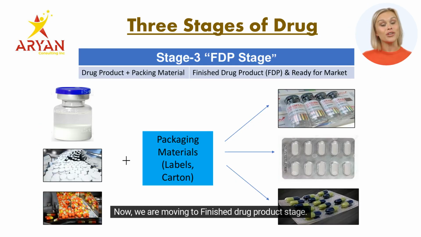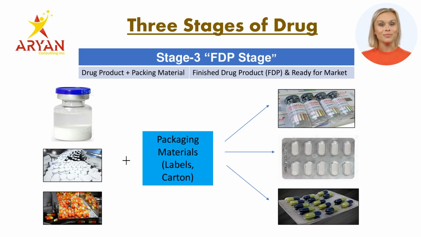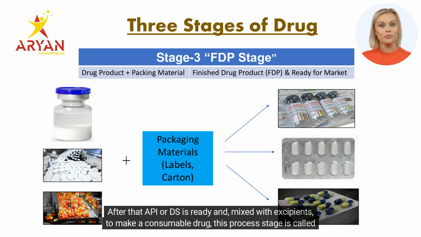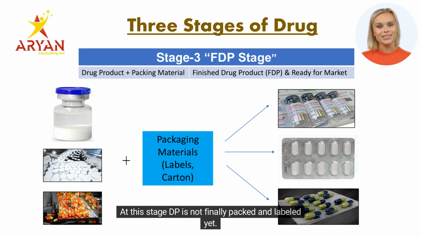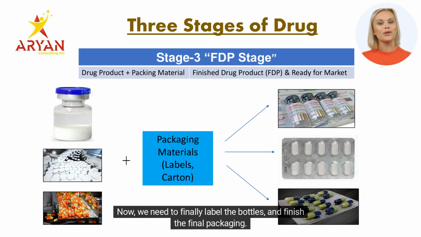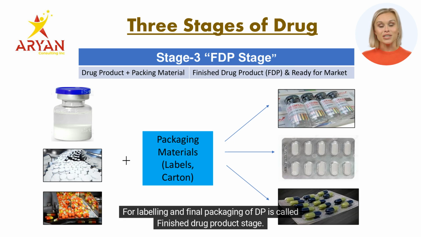Now we are moving to the finished drug product stage. To understand this in a simple manner, in the first stage we mixed a few chemicals to make DS, drug substance. After that, API or DS is ready and mixed with excipients to make a consumable drug. This process stage is called the DP or drug product stage. At this stage, DP is not finally packed and labeled yet. Now we need to finally label the bottles and finish the final packaging. Labeling and final packaging of DP is called the finished drug product stage.